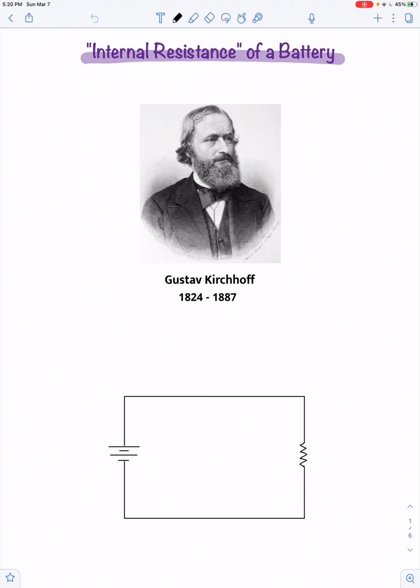I'd like to describe how a battery introduces a little bit of resistance into an electrical circuit. And I want to start by introducing you to Gustav Kirchhoff, and in particular to something known as Kirchhoff's loop rule. Now we're going to revisit Kirchhoff, both his loop rule and Kirchhoff's junction rule, in our next unit of study. But the loop rule is important in our understanding of internal resistance of a battery.